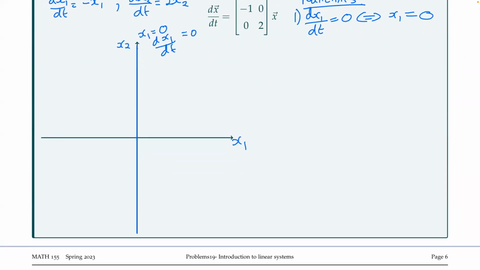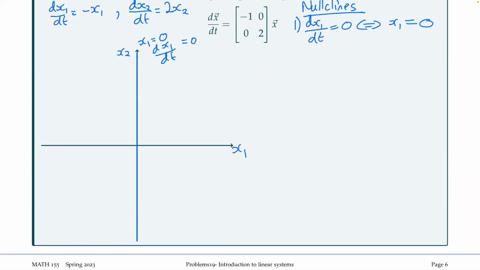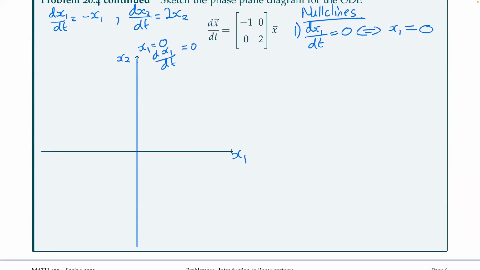Okay, so on that line there, we know that dx1 dt is equal to 0. That tells me that I must be going up or down. My direction field is going up or down as I move along that blue line. That's because we can't be moving left or right, because dx1 dt is equal to 0. I'm not going to draw them on here because of the vertical line, and we'll coincide with it, but we'll get to that in a second.